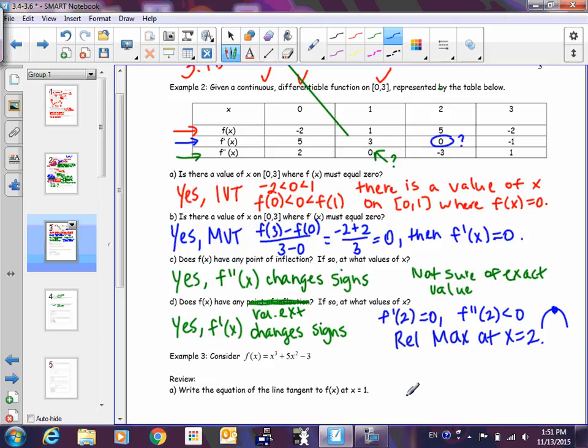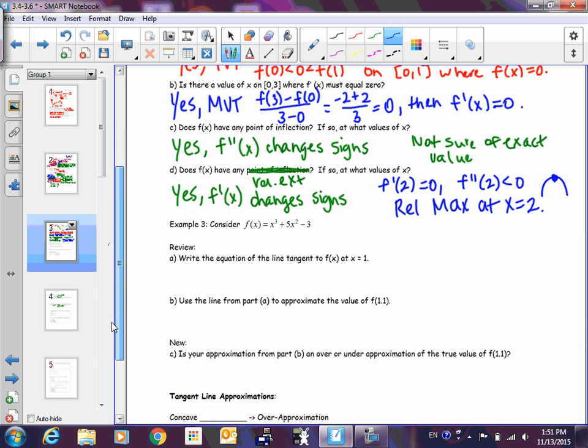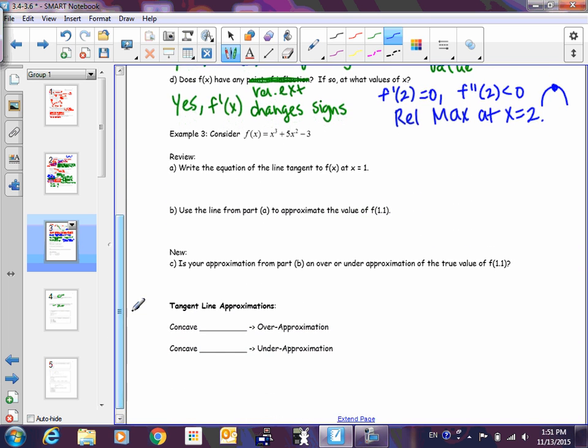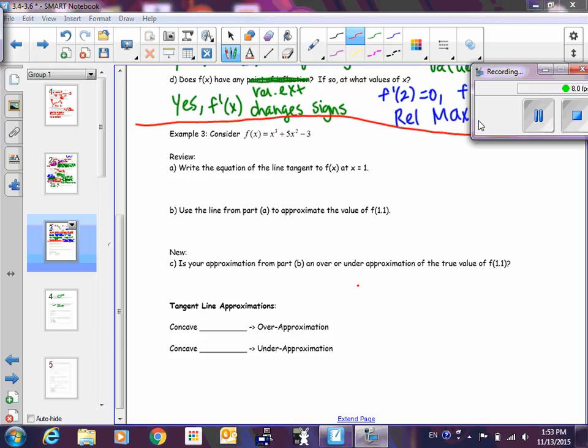Okay, so that was just a few examples kind of off of a table, some old stuff, some new stuff. One more example. You ready? Okay, first part is review. So go ahead and do that part on your own. Write the equation of the tangent line at x equals 1. There's your f of x right there. What do you need to write an equation of a tangent line? A point and a slope. So we got the x value. You go back to the original to find the y value, and what'd you get? So if we go 1 plus 5 minus 3, that should be 3.